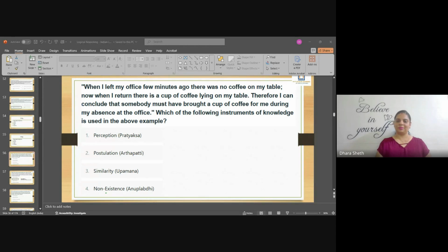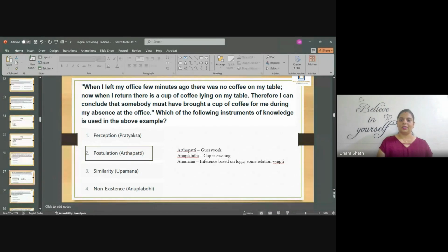Think of it. Pratyaksh, Arthapti, Upaman, Anuplapti. Okay, so see, the answer is Arthapti. Why? Because you are guessing that someone must have brought a cup of coffee. Anuplapti is when the cup does not exist, but here the cup is existing on the table. Now we have to draw the knowledge of why the cup is existing on the table. So it cannot be Anuplapti, the cup is existing.